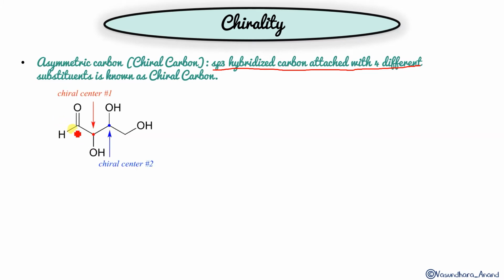For example, can this be a chiral center? It can't be, because it is sp2 hybridized. Yes, this carbon is sp2 hybridized. The first criterion is that it should be sp3 hybridized. If we talk about this carbon, on one side it is this CH2OH, on another side it is OH, on the third side it is H, and on the fourth side it is this group.